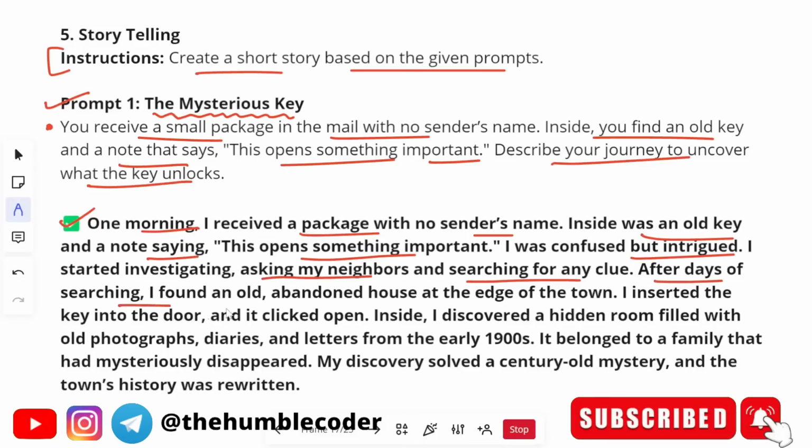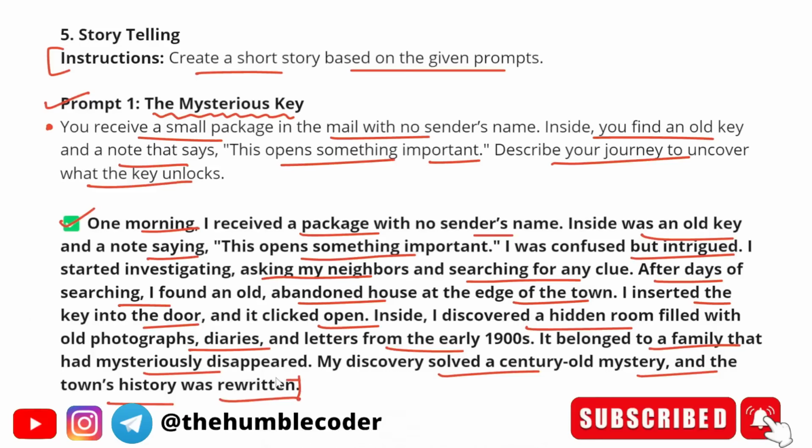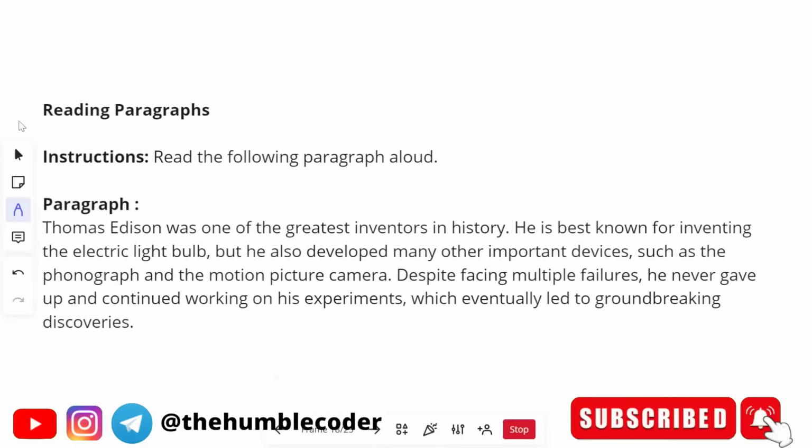After days of searching, I found an old abandoned house at the edge of the town. I inserted the key into the door and it clicked open. Inside, I discovered a hidden room filled with old photographs, diaries, and letters from the early 1900s. It belonged to a family that had mysteriously disappeared. My discovery solved a century-old mystery and the town's history was rewritten. Okay, so in this way, you will be given a topic based on which you have to create a story. Okay, let's move on to the next set of questions. Now, in these types of questions, you will be given a paragraph that will be written on your screen.